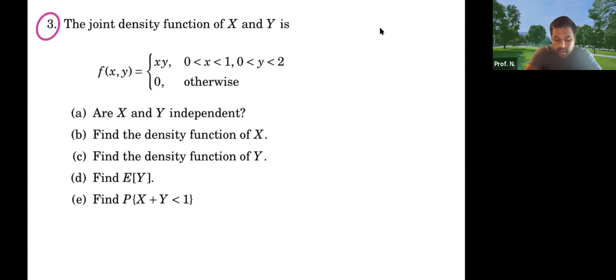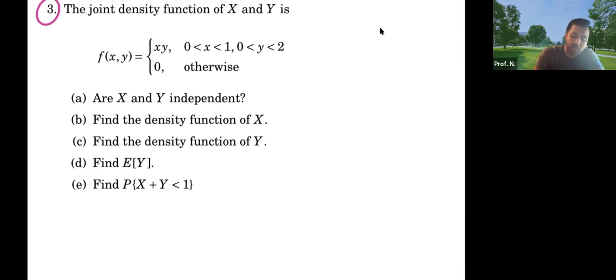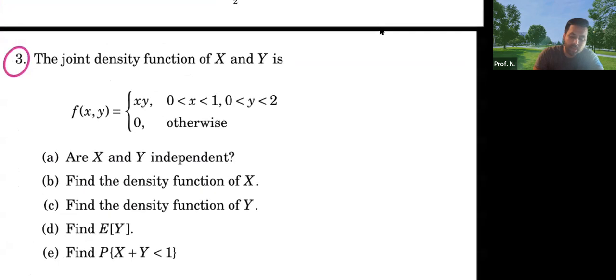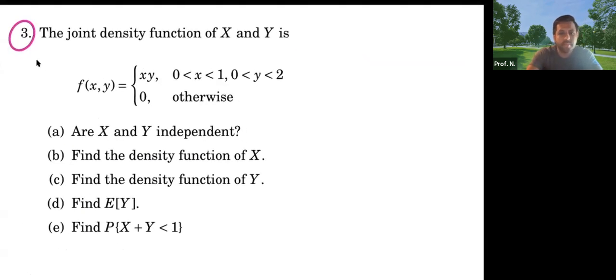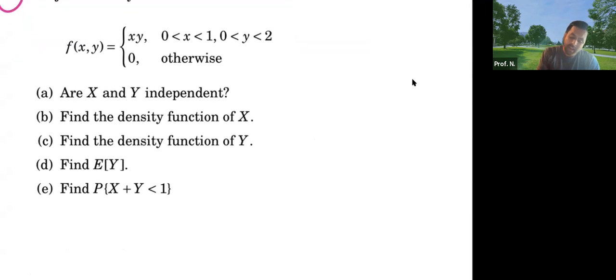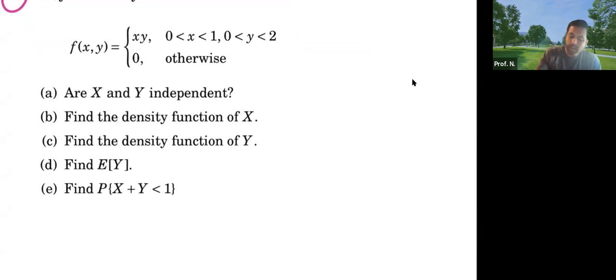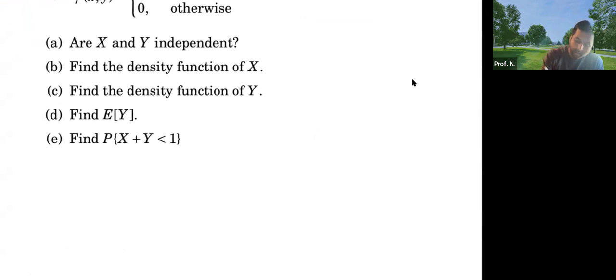Well, what do you guys think? How do you show that two random variables are independent? Does anybody remember? Multiply the marginal densities to see if it equals the joint. Yeah. So basically we can already answer A, but let's do B and C then. What is B?